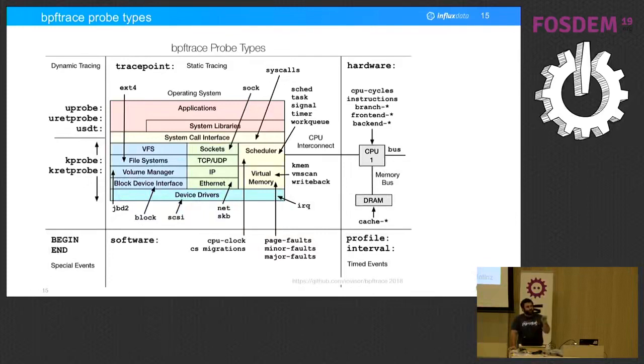Node.js already has USDTs defined so that, for example, you can get all the arguments to node functions using USDTs, because a node program is not compiled to an object. So how do I do these kinds of things with an interpreted language? Using USDT.